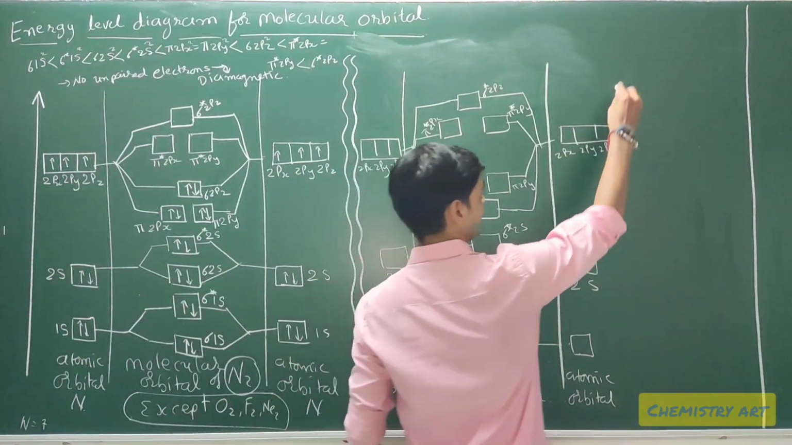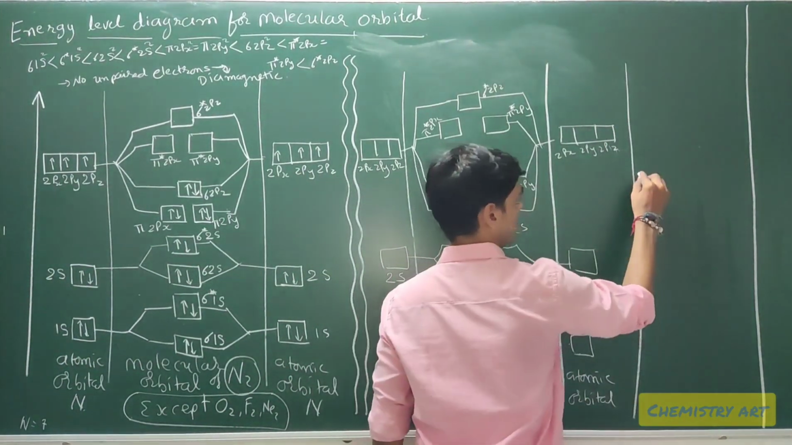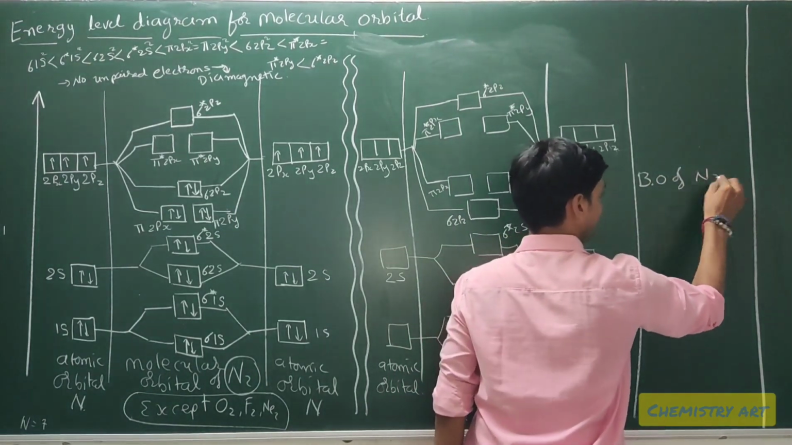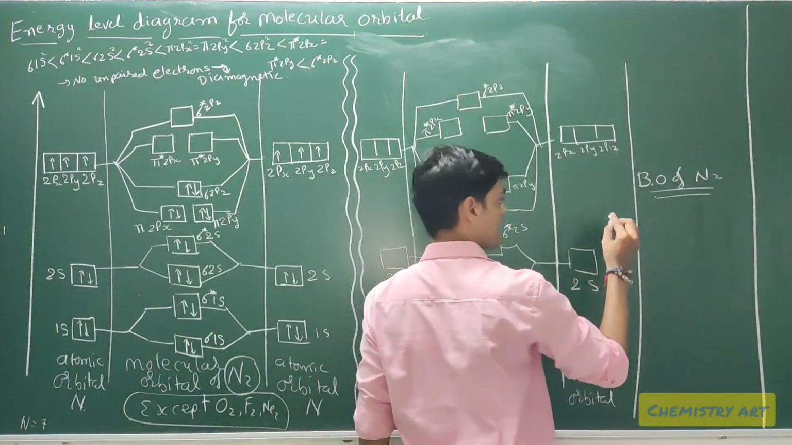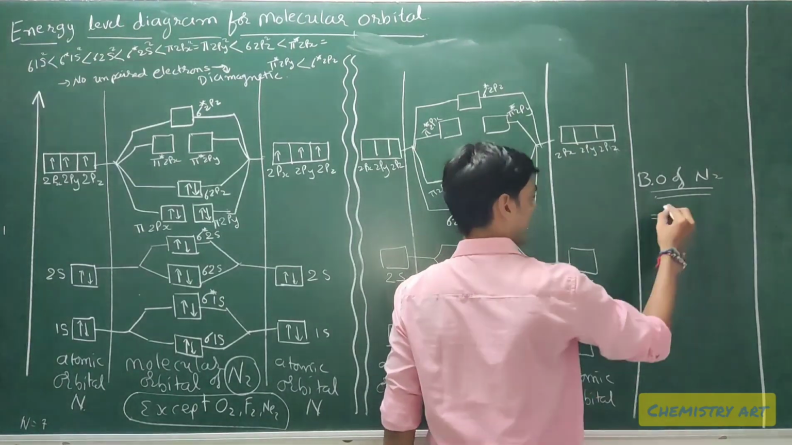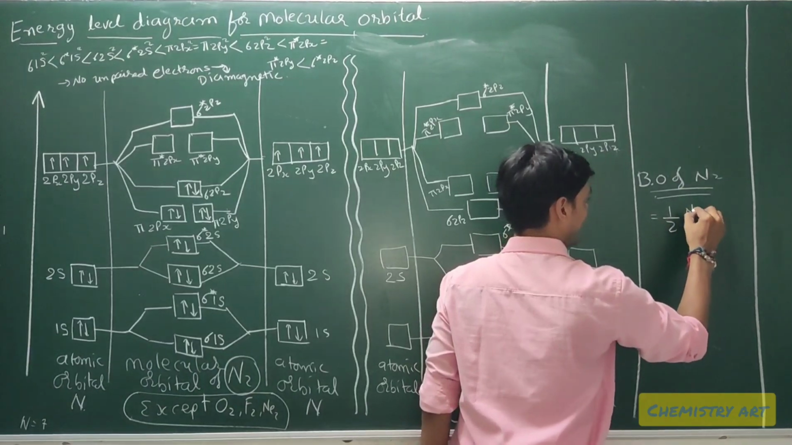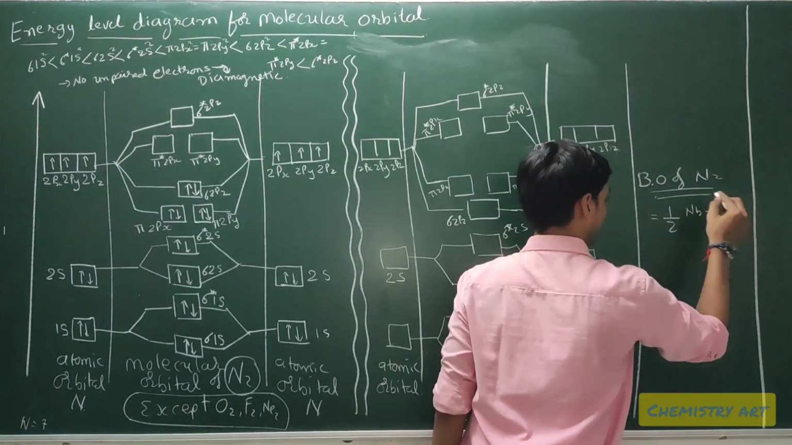And you can also calculate the bond order. Let me calculate the bond order of the N2 molecule. The formula of bond order is one half (Nb minus Na).